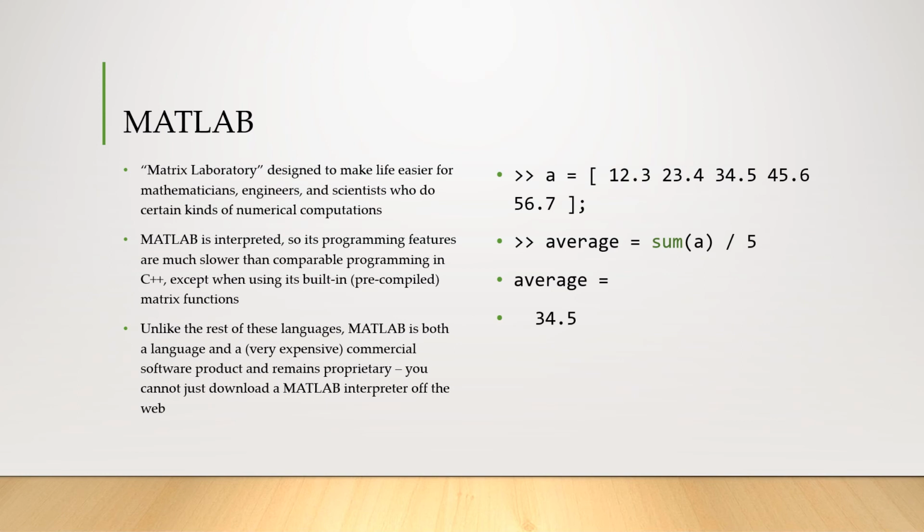MATLAB is one of those rare languages that actually can think in terms of multiple numbers at once. So to solve our averaging 5 numbers in MATLAB, we just say A equals, and we build what MATLAB calls a vector, a one-dimensional matrix, out of the 5 numbers we want to average. Then we say average equals sum of A divided by 5. And MATLAB, which is built to work kind of as a calculator, will just display average equals 34.5 for you there in your workspace.